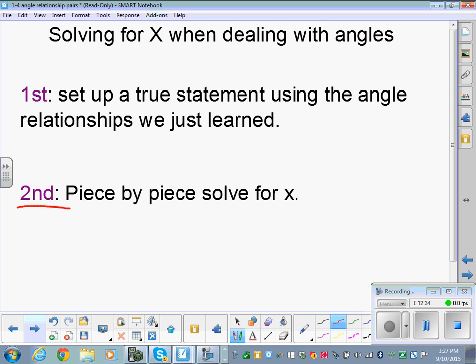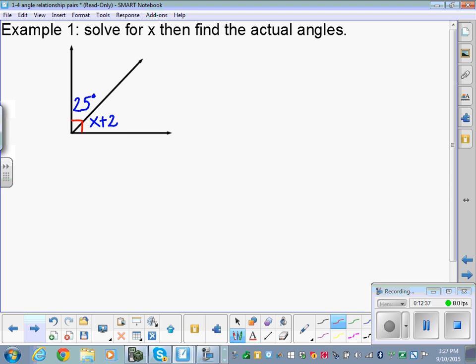So let's do our first example. Looking at this one, guys, it says solve for x and find the actual angles. So notice I have 25 degrees and x plus 2. Well, guys, what angle relationship will we use? Well, we were given that this is 90 degrees. So these are complementary angles. So it would be a true statement to say this: 25 degrees, that angle, plus x plus 2, that angle, better equal 90 degrees, right? That's a 90 degree angle, we know for sure. That's a true statement. This angle plus this angle is equal to 90 degrees.